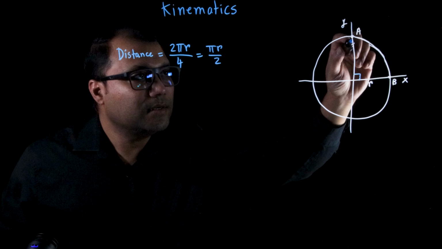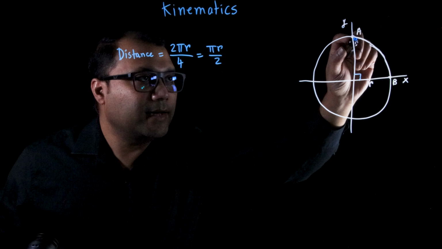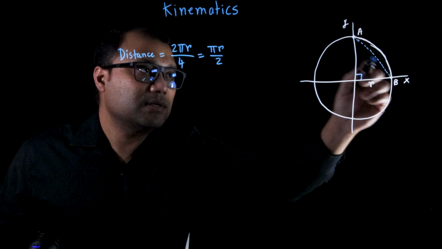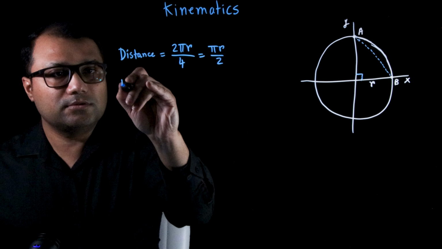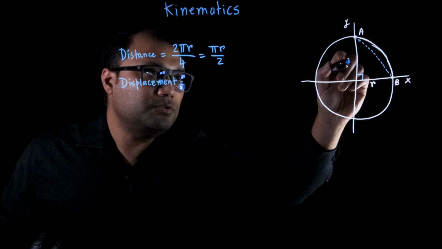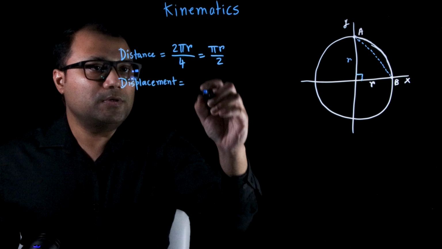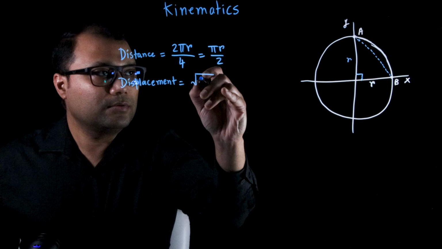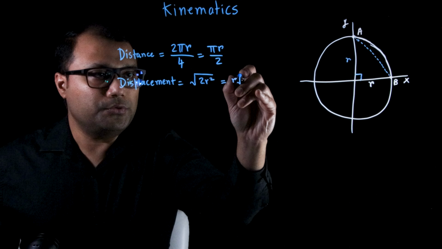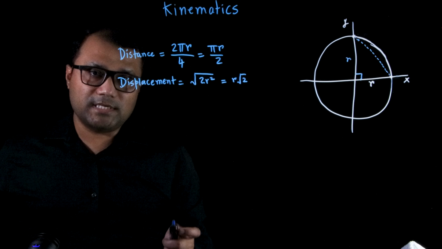How about the displacement? The displacement is the shortest distance from A to B. So if we join a line from A to B, then the length of this line would be the displacement. So let's calculate the displacement now. So we know this is a right angle triangle with two sides r. So using Pythagoras theorem, it's very easy to compute. So it will be square root of 2r square, or we can also write r root 2. Okay.